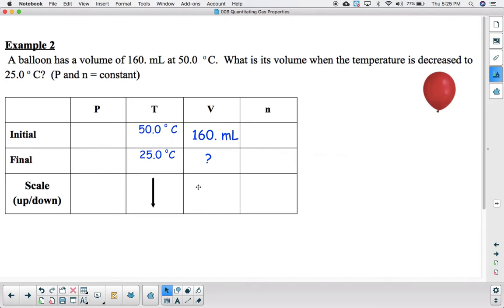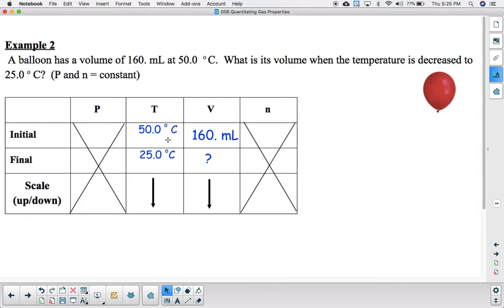Because volume and temperature are directly proportional, a decrease in temperature means that I expect the volume of my balloon to get smaller as well. Since the problem didn't mention pressure or number of particles, we just cross out those two columns and assume that those things remain constant.